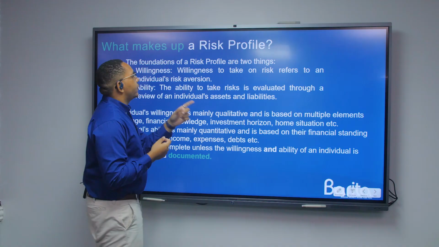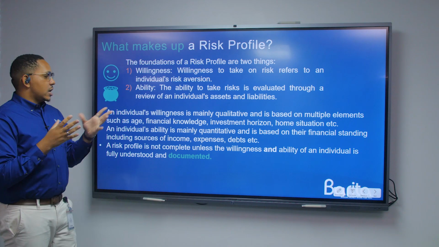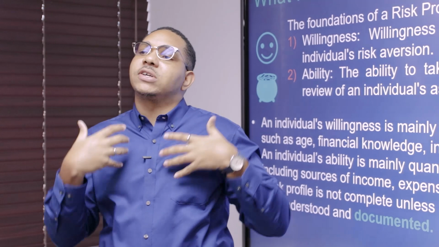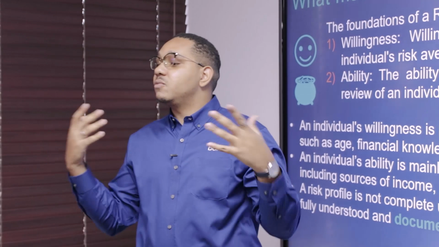Willingness to take risk refers to an individual's risk aversion, or in a simpler word, I like to use high level words because I believe we should be speaking at that level. Risk aversion refers to, am I comfortable with this type of risk? Am I a risky person? Am I a risk taker? Now, a risk taker is the opposite of a risk averse person. Risk averse means I don't want to take a lot of risk. I'd rather stay away from that. A risk taker means, give me all the risk. I will take it. I know what's at stake.